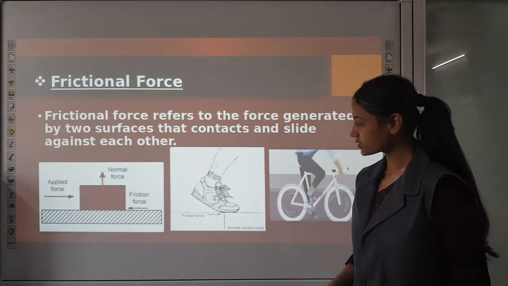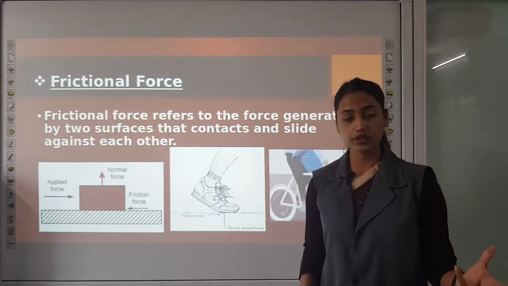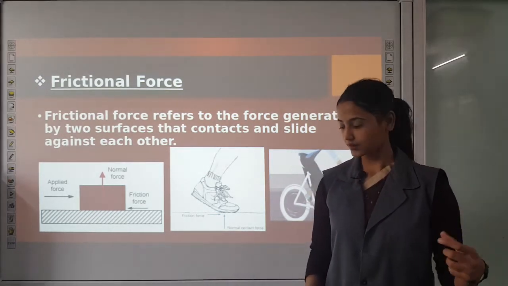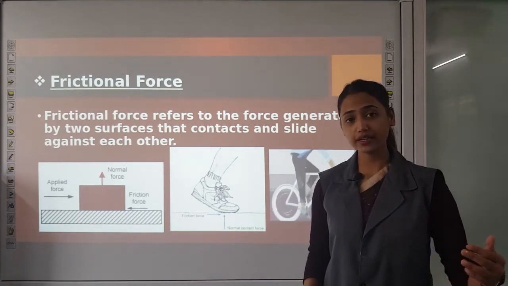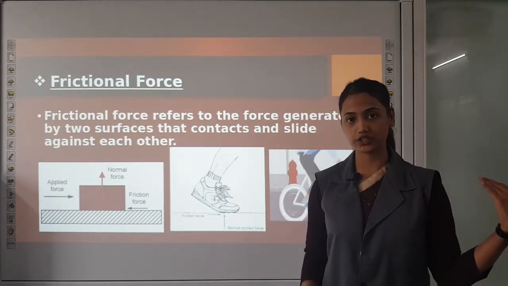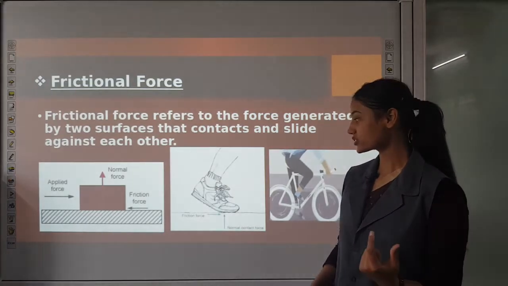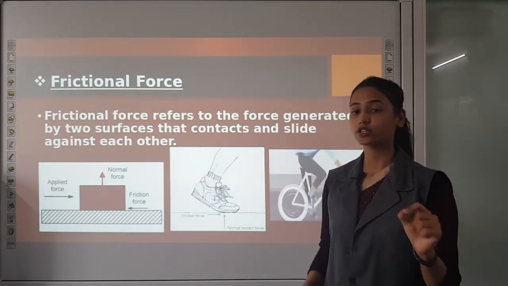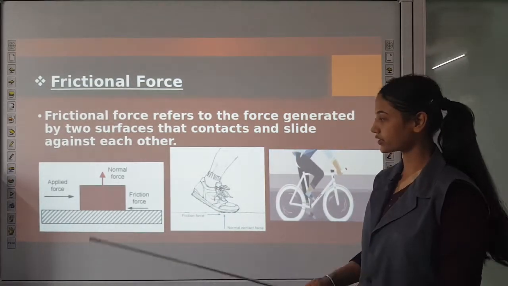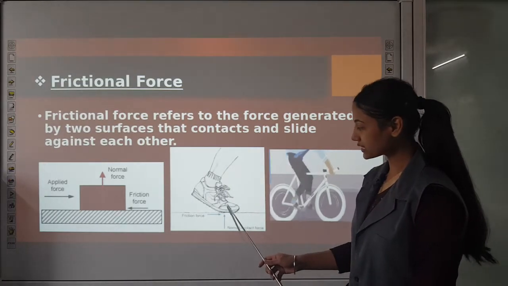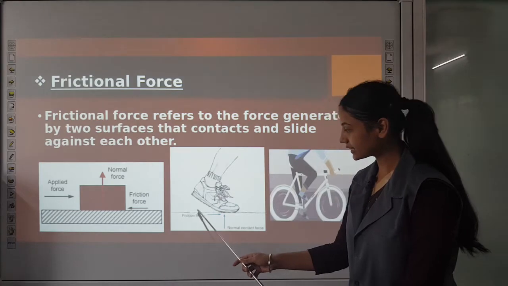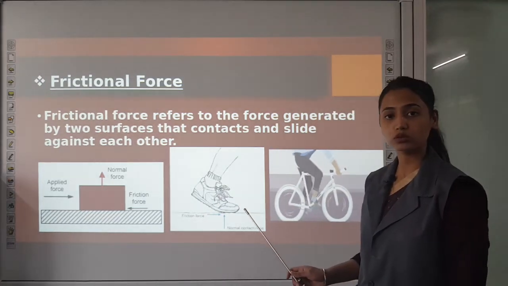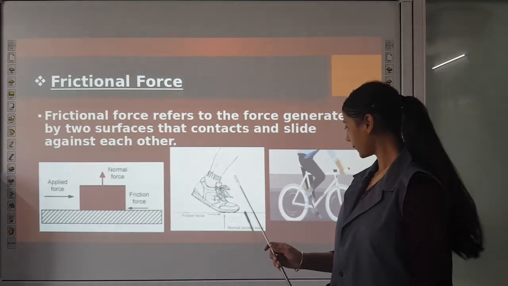So you can imagine the situation when you walk. When you walk, in which direction are you applying force? You are applying force in the backward direction, because then only frictional force will come into action and it will be applied in the opposite direction. So when you are applying force in the back direction, due to frictional force, it acts in the left direction and you are able to walk on the floor.